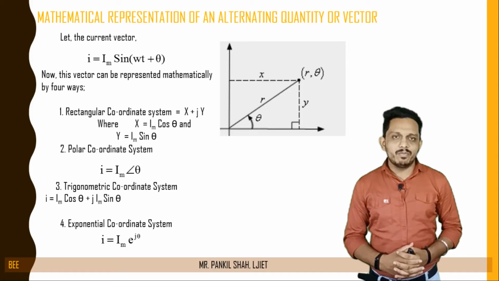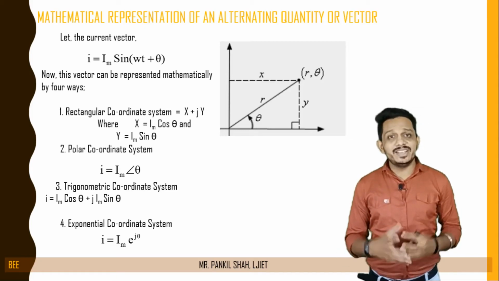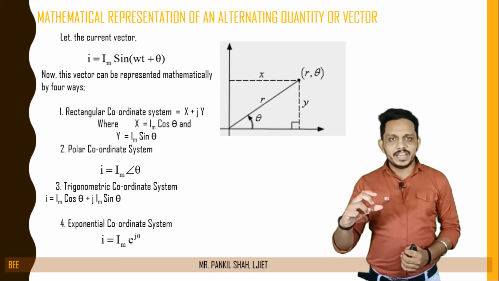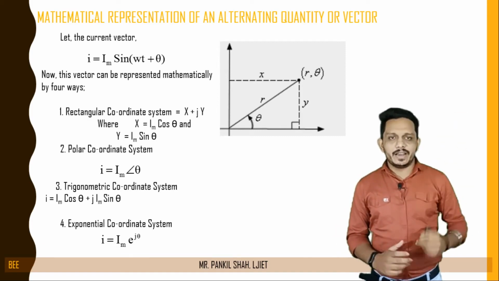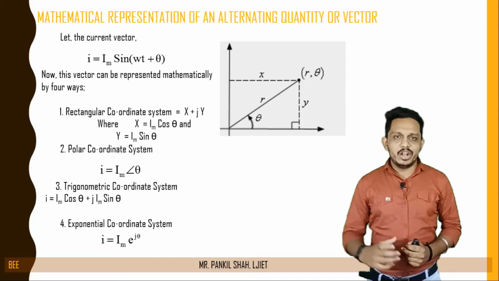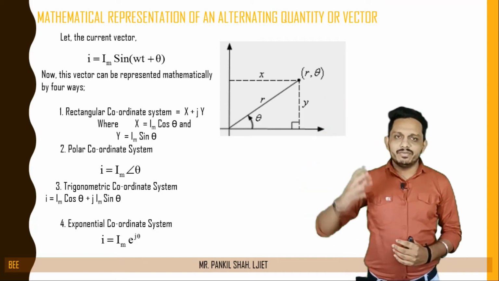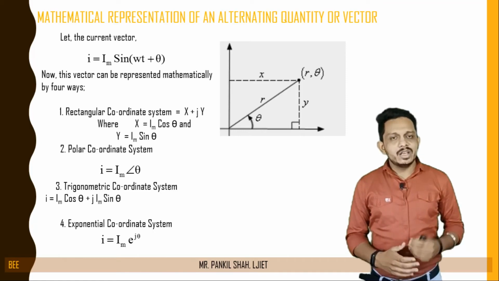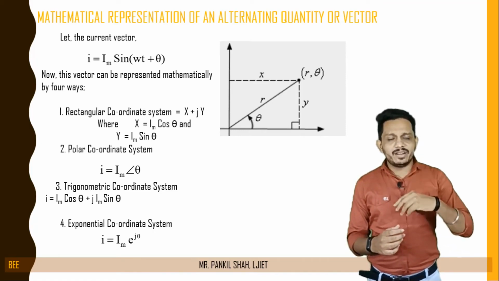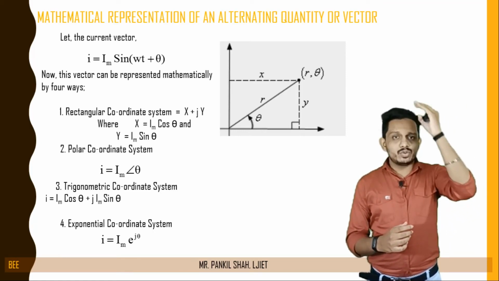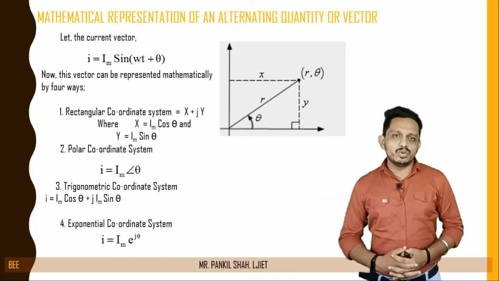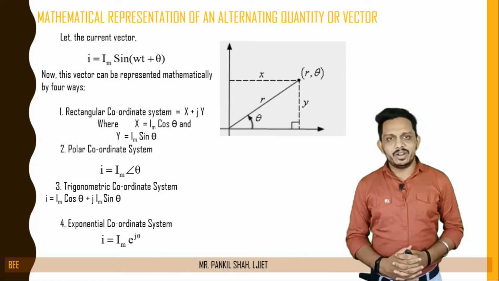And the last form to represent any alternating quantity is the exponential form. In the exponential form, I = Im e^(jθ), where Im is the maximum value of your alternating quantity that you have in the equation, and θ you also have in that equation, but θ is put in the power of e raised to j and that phase angle. So these four forms can be used to represent any alternating quantity.